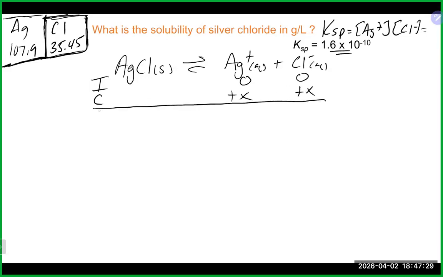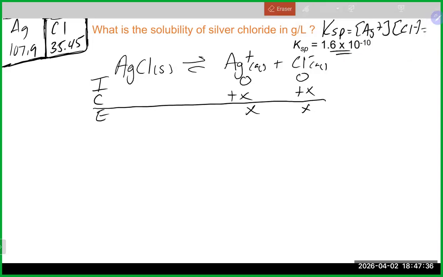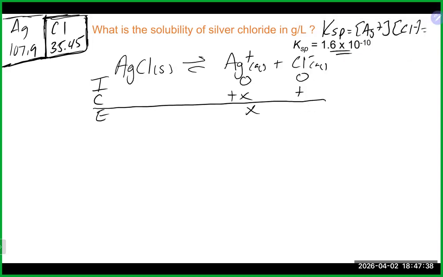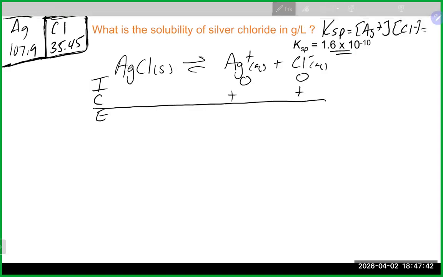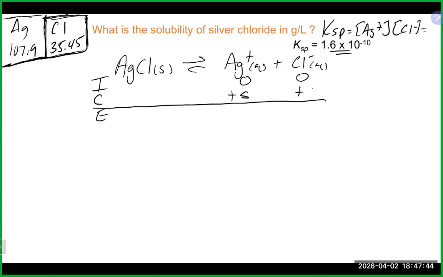We will end up here with basically x and x, or I guess I could use s there. See that even now, you guys started using that wrong one. I'll pop some s's in there. Plus s and plus s, and s and s. Any questions on the table there?